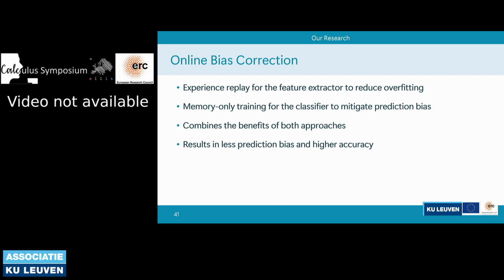Here is a recap of the bullet points of this online bias correction approach that we proposed. We use experience replay for the feature extractor in order to reduce overfitting, and we use only memory data to train the classifier in order to mitigate the prediction bias of the neural network. This approach essentially tries to combine the benefits of both experience replay and training only with memory data. It lowers the prediction bias of the model in comparison to vanilla experience replay, and it also results in higher learning accuracy at the end of the continual learning process.